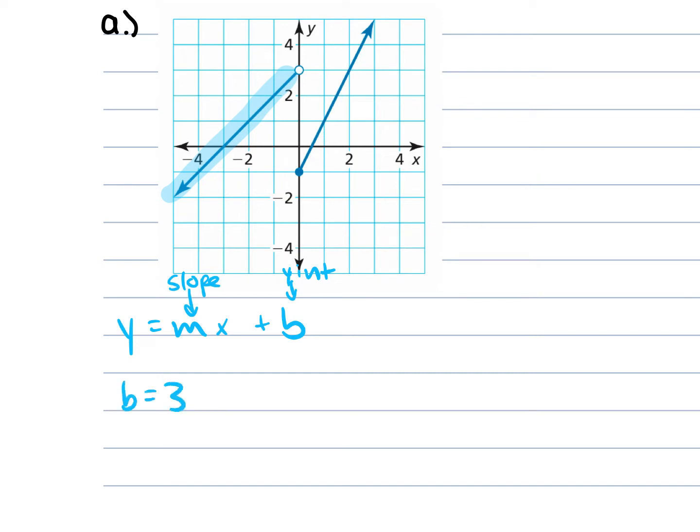How can I find the slope? Rise over run. So we can count. Just pick any 2 points on the graph. See how much you go up and over. So I go up 1 to the right 1. So what's my slope? 1.